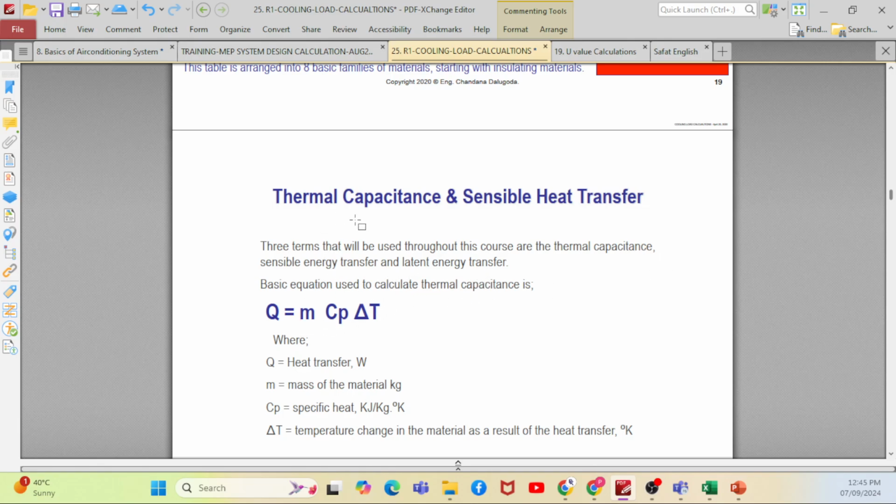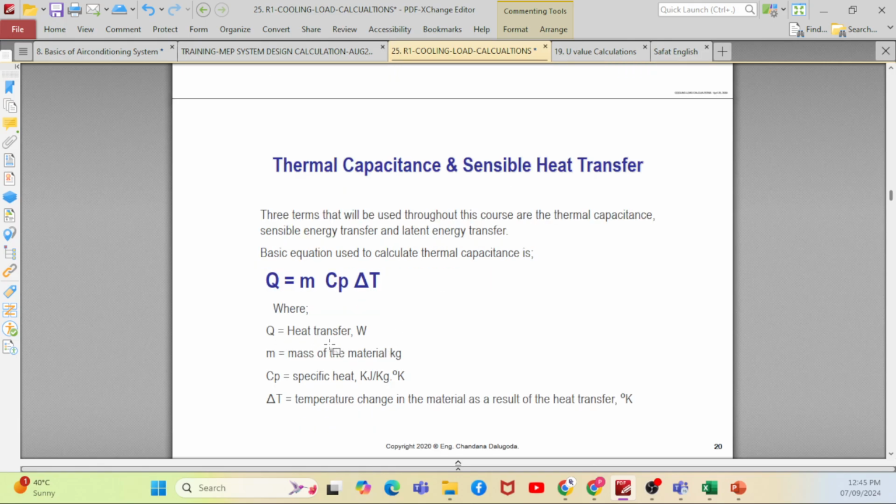This is the thermal capacitance and sensible heat transfer equation. This is the heat transfer equation: Q equal to m Cp delta T. You can remember this, as it will be used for most of the calculations. Even the sensible load we will calculate using this equation, and even if you talk about latent load, we'll be using this equation based on heat transfer, right?